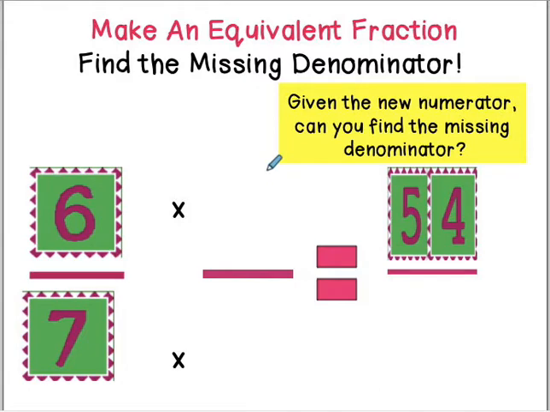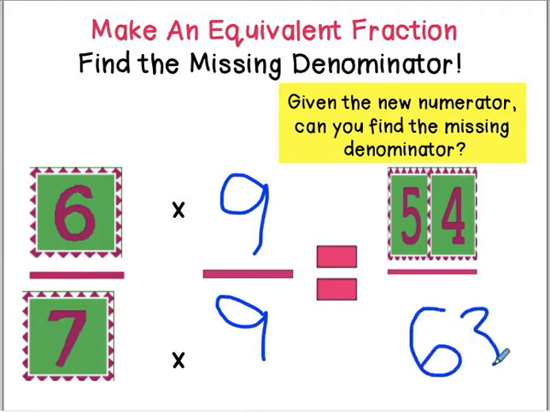Here I have the reverse. I already have a new numerator. So to figure out the denominator, I need to think how many times does 6 fit into 54? And I know that's 9 times. So I'm going to multiply the top and the bottom by 9, and 7 times 9 is 63.